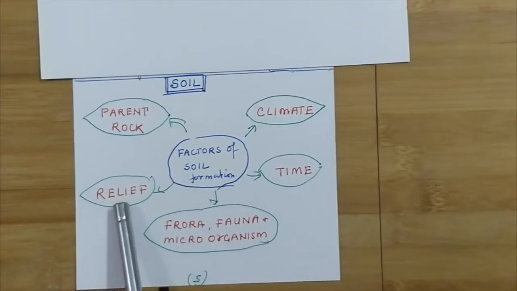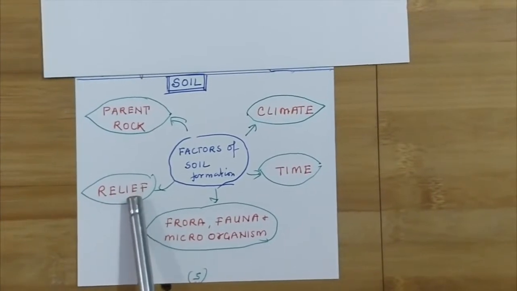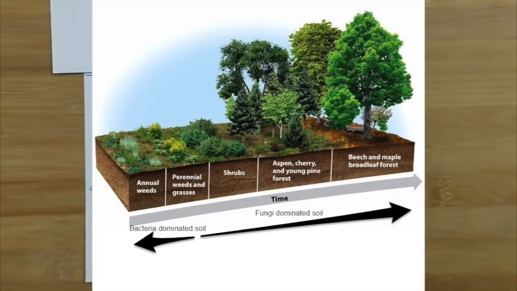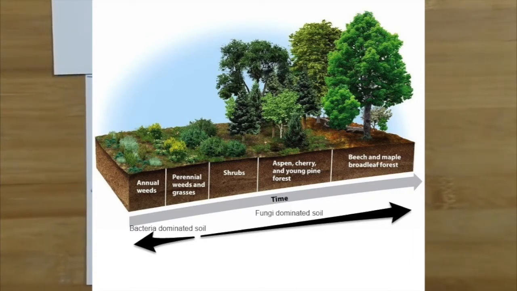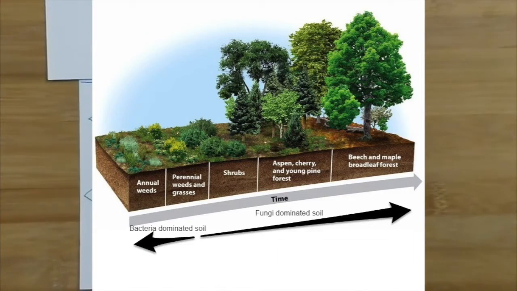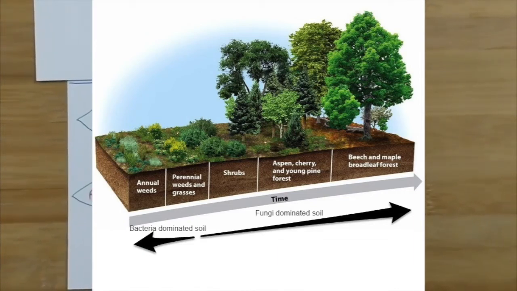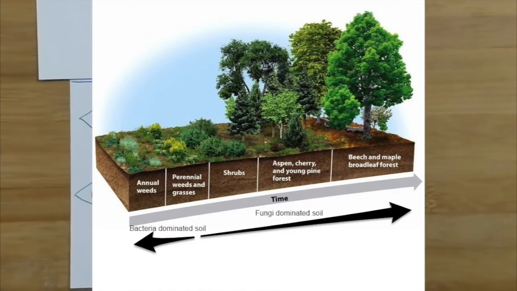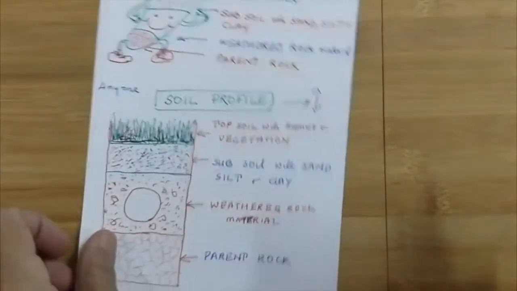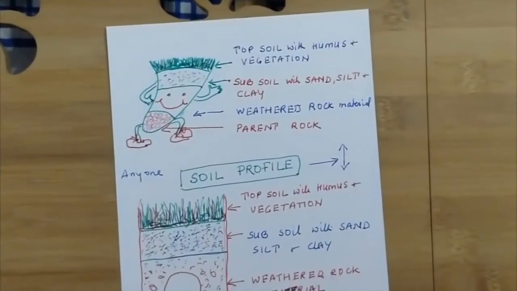Third is relief, that is altitude and slope, which determines the accumulation of soil. Fourth is time, which determines the thickness of the soil profile. And fifth is flora, fauna and microorganisms, which affect the rate of humus formation. Next, we'll take up soil profile, or the structure of the soil.